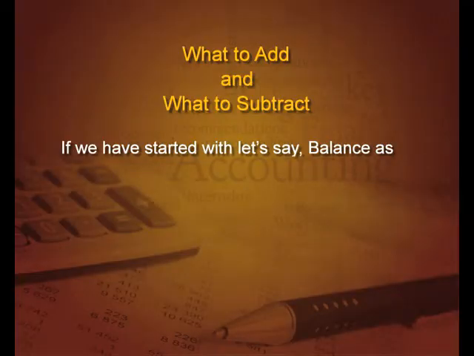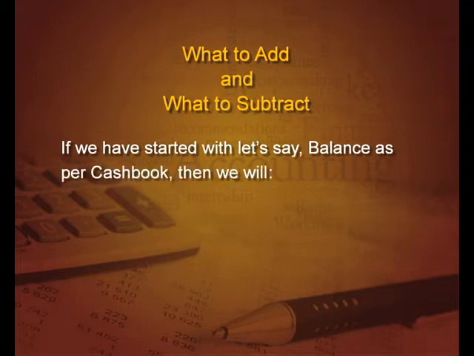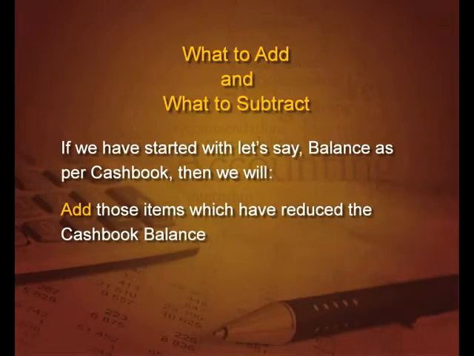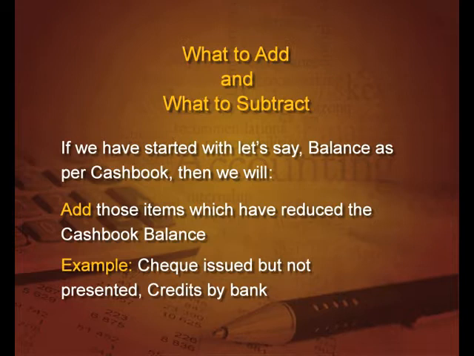If we have started with, let us say, balance as per cash book, then we will add all those items which have reduced the cash book balance, because whatever has reduced will be added back. For example, check issued but not presented, credit by the bank, etc. All these things will be added back.